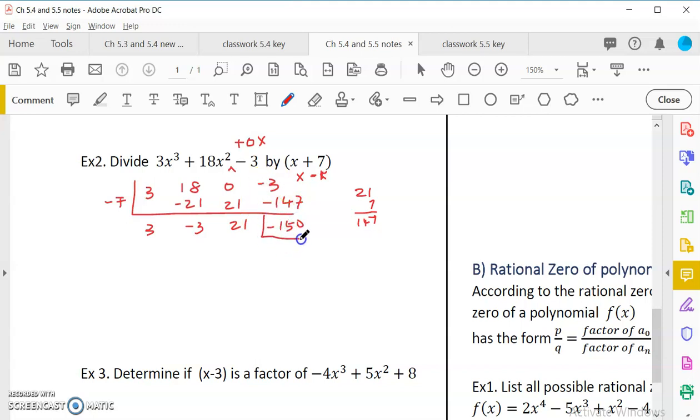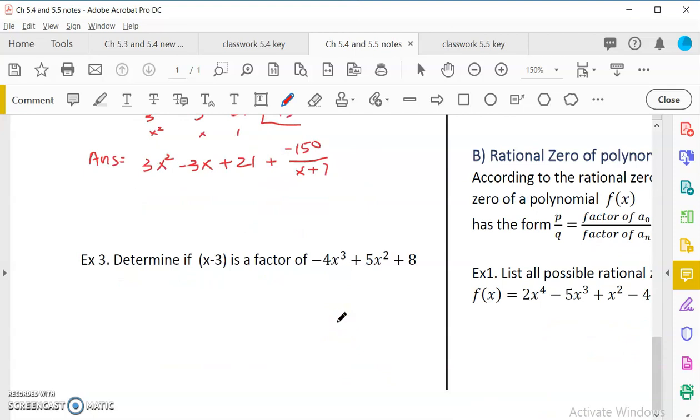That is the remainder. So you can write the answer now: the quotient is 3x squared minus 3x plus 21, plus -150 over x plus 7.